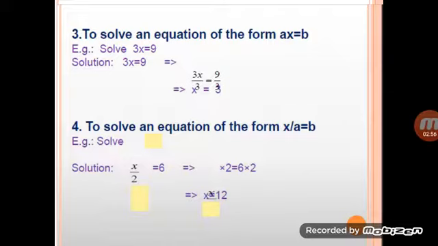The next form of the equation is x by a equal to b, where x is divided by a, and we have to separate x. We will take the denominator to the other side and it will multiply with the b value, that is 6 over here. So x equal to 12 in this case.